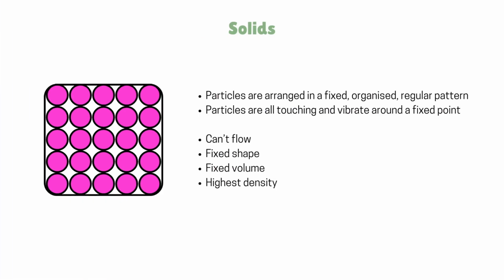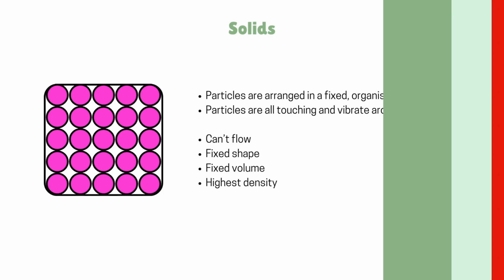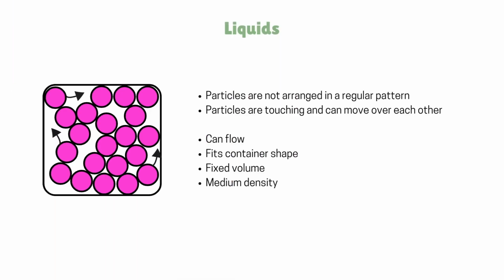First are solids, and here you can see a diagram of the arrangement of particles in a solid state. The particles are in a fixed, organized, and regular arrangement. This means that the substance can't flow, has a fixed shape and volume, and the highest density out of all the states of matter.